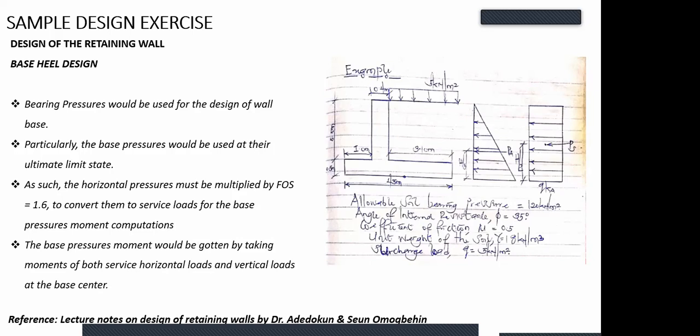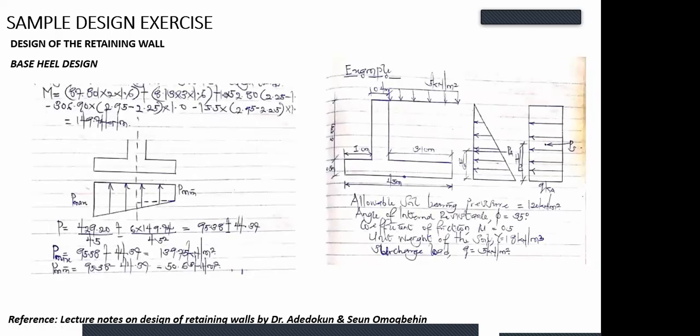So the base pressure moment will be gotten by taking moment of both service horizontal load and what? And vertical load at the base center. So the same way we took moment that time when I drew on the board is now the same way we are going to be taking what? Moments now. But this time around, you'll be converting your moment to what? You'll be converting your horizontal moment to service moment by multiplying it by what? By 1.6. You're going to see what I'm saying now.